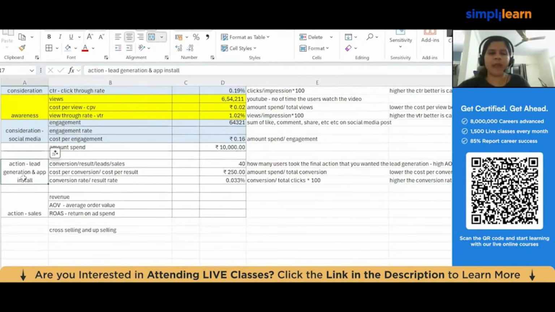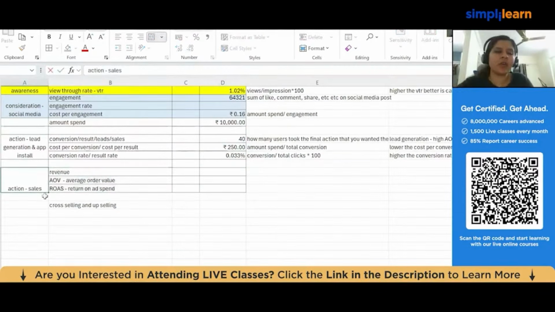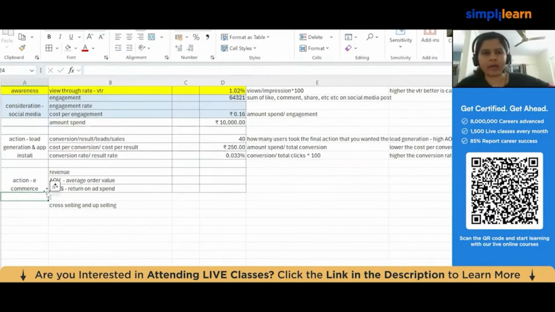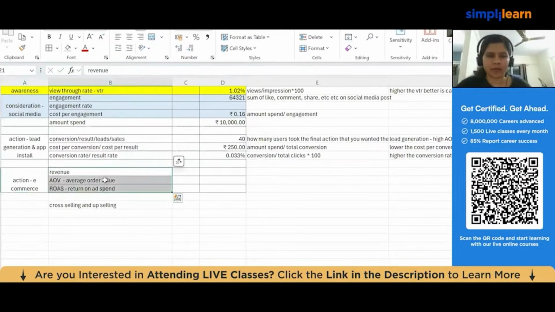So this is what brands who do lead generation and app install track. They always want the conversion rate to increase, because if the conversion rate increases, more people are getting converted, and that automatically drops your cost per conversion as well. Now for sales, this is for all your e-commerce brands, any brand selling online, where people can go and buy the product online. They also check how many people bought the product, but more than that, these numbers are very important.